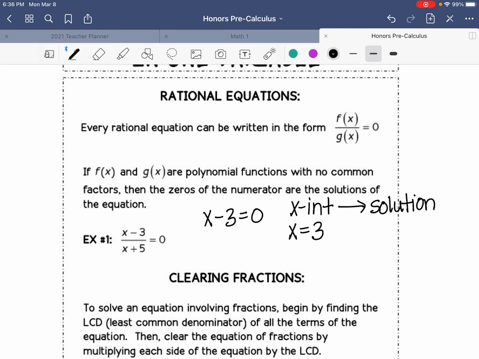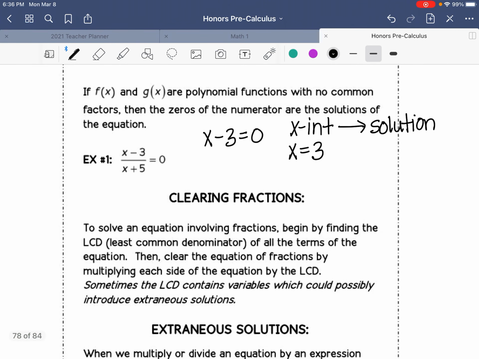All right, that also applies when you have, let's say, common factors. So if I have something in common in the numerator and the denominator, so if I have x minus 3 and x plus 5 in the top, and then I have x plus 5 in the bottom, so I have two common factors. That still is going to leave me with x minus 3 in the numerator. So that's still going to give me a solution of x equals 3.